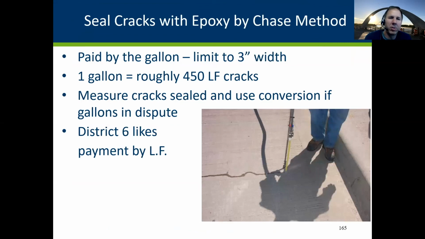I've talked about crack sealing when I talked about the overlays and wearing courses yesterday, but that may be a pay item on your job, just to go out to a bridge deck and crack seal. And in most of the state, we pay for it by the gallon, and a gallon covers roughly 450 linear feet. I think Cavisto came up with that ratio.